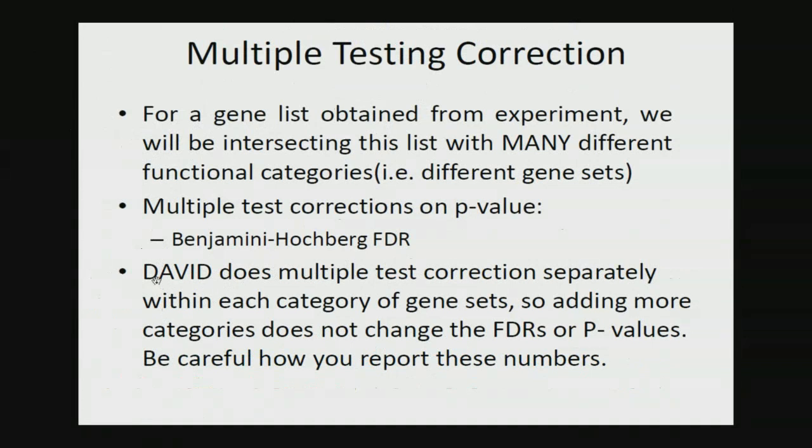So this DAVID software does multiple testing correction, but it only does that within each category of gene sets. So if you have biological process, it only does it within the biological process category. It won't consider molecular function or cellular process. So adding more categories does not change the FDR. So be careful how you report this number. You should note it's corrected within the biological process, not across all the functional categories.